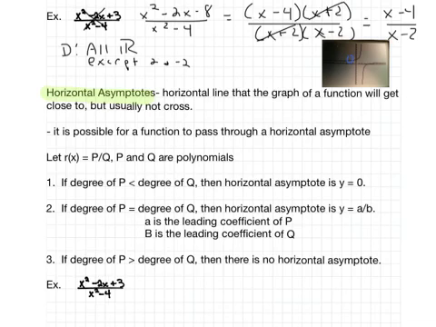If the degree of the numerator is less than the degree of the denominator, then my horizontal asymptote is y equals 0. And that's it. You're done. If the degree of the numerator is equal to the degree of the denominator, then the horizontal asymptote is y equals a over b, where a is the leading coefficient of p and b is the leading coefficient of q. If the degree of the numerator is greater than the degree of the denominator, then there's no horizontal asymptote. There's actually what we call a slant asymptote, which we're not going to go over at this time.